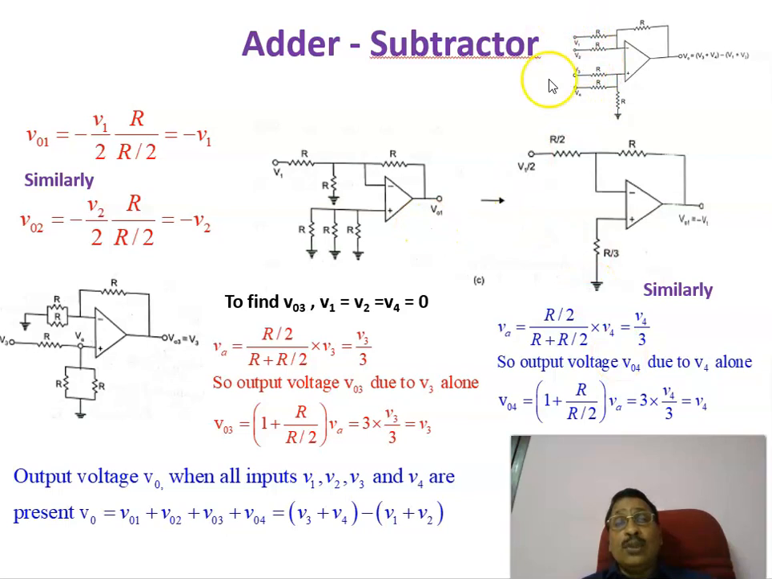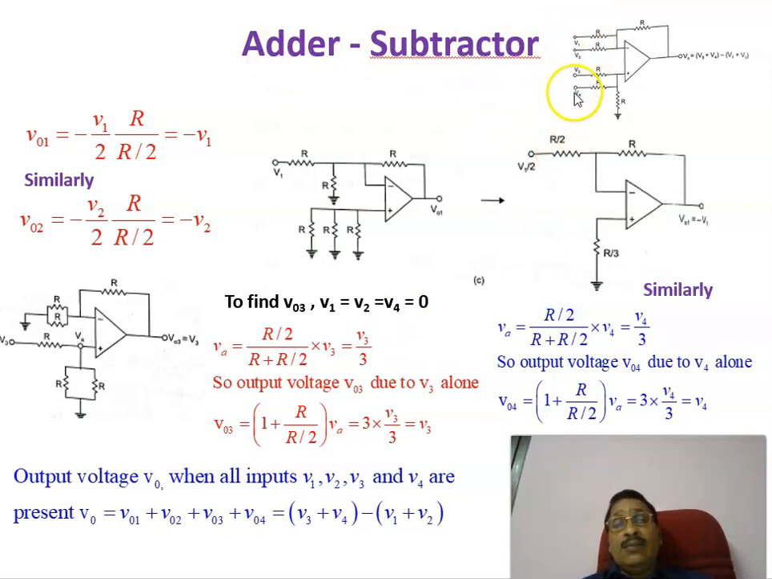Therefore, when all the inputs are applied, as per the superposition theorem, the output V0 when all the inputs V1, V2, V3 and V4 are applied is equal to V01 plus V02 plus V03 plus V04, which is equal to V3 plus V4 minus of V1 plus V2. Whatever voltages are coming here get added, and whatever voltages are coming here get subtracted. That is why it is called an adder subtractor.